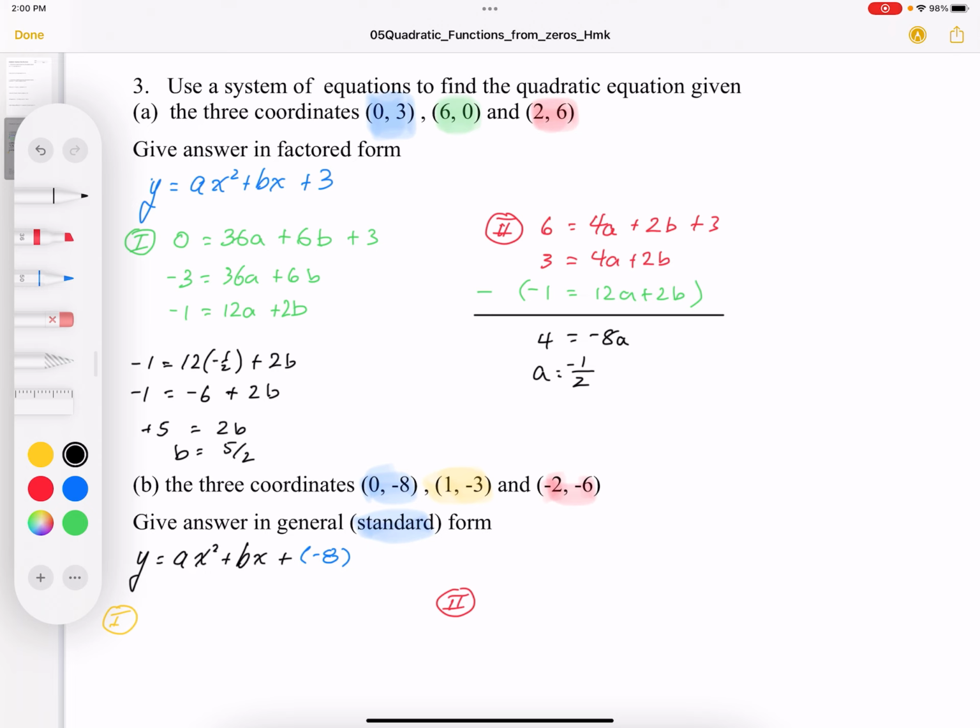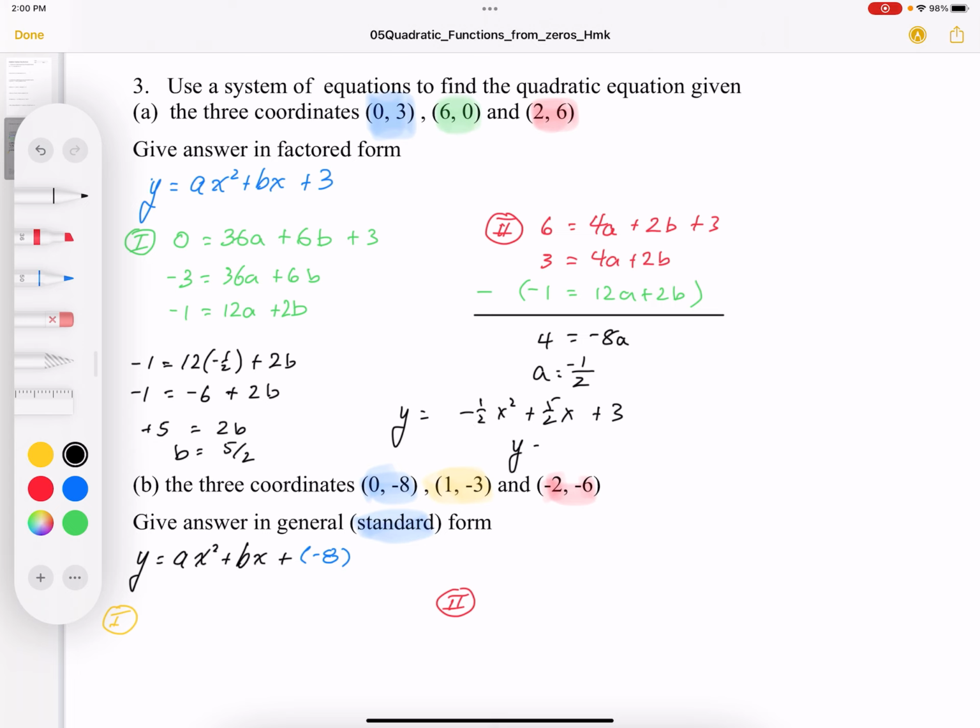So then, rewriting this, my equation becomes y equals negative 1/2 x squared plus 5 over 2 x plus 3. And I'm going to just get rid of this extra a here. We don't need that in there. It's going to be negative 1/2 x squared.